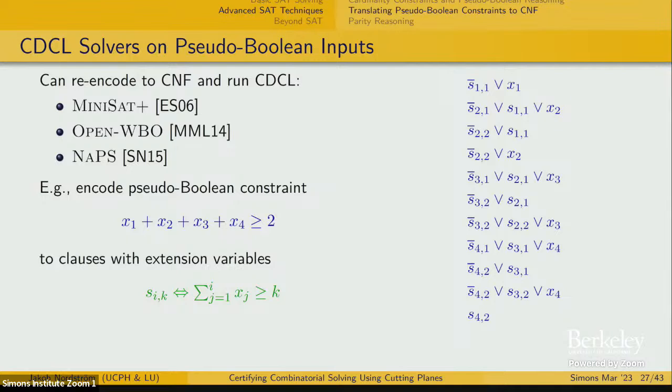You get a 0-1 integer linear program. You take some smart translations to clauses. You run a SAT solver. And if the SAT solver says unsat, then you believe that your 0-1 integer linear program is unsat. The only problem is, is it obvious that this is actually the same as this?